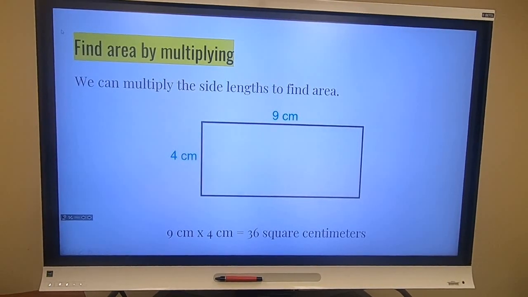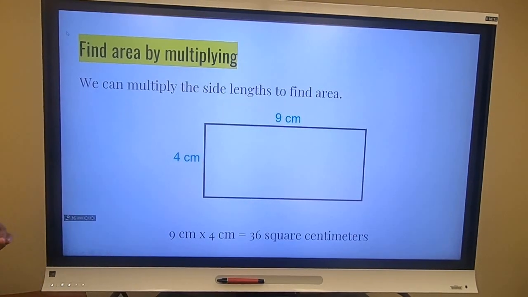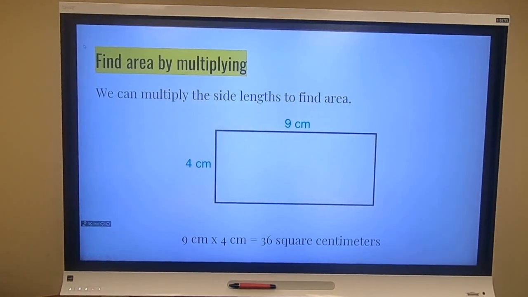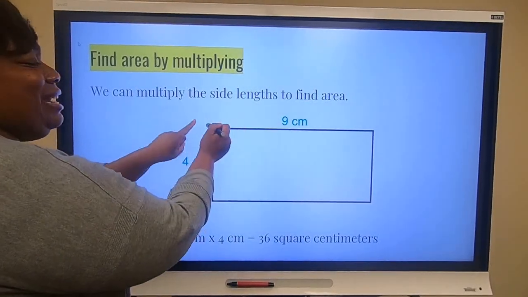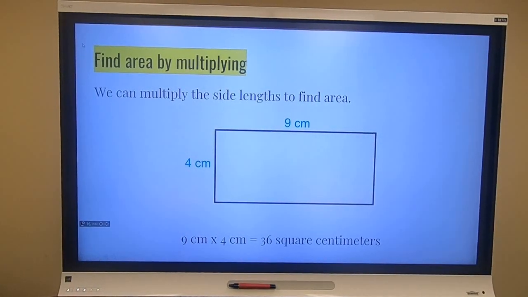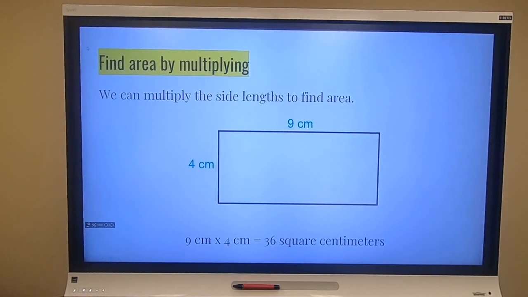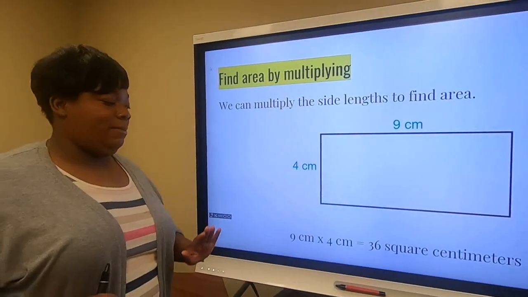What we don't want to do is look at the opposite sides, because we'll end up with something that says 9 times 9, and that's incorrect, okay? So I want to use the sides that meet to make an angle. That will help me find area, okay? So what I do is I will take my long side, 9 centimeters, times 4 centimeters.